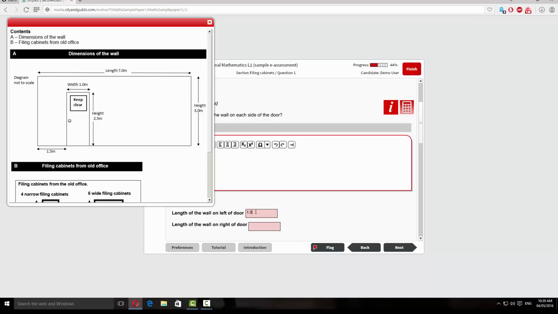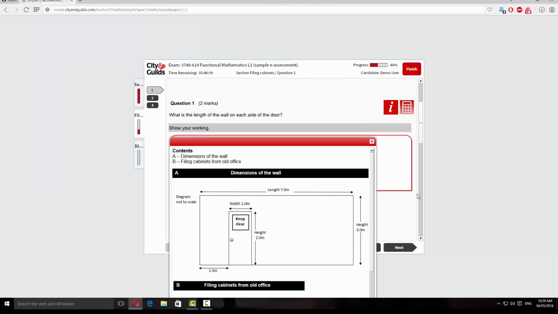There's no working out you could possibly have done for that. It tells you the answer. So we don't really need to be working anything out. The right-hand side, however, hasn't got the length. What we do know is that the length on the left-hand side is 1.5, the width of the door is 1 meter, and the total length of the wall is 7 meters.